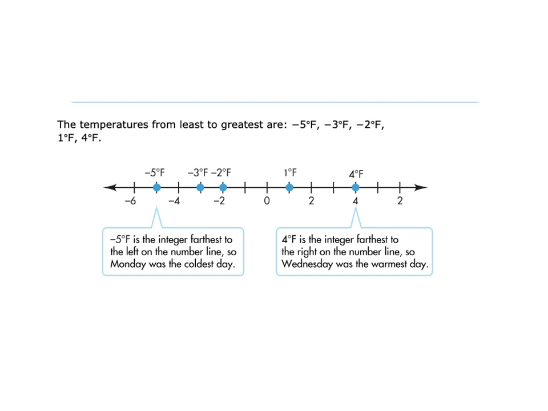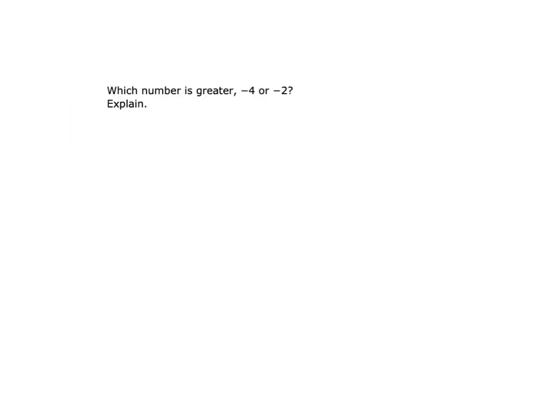-5 is the integer farthest to the left on the number line. So Monday was the coldest day. 4 degrees is the integer farthest to the right on the number line. So Wednesday. Which number is greater, -4 or -2? If you said -2, you would be correct because -2 is closer to 0 on the number line.